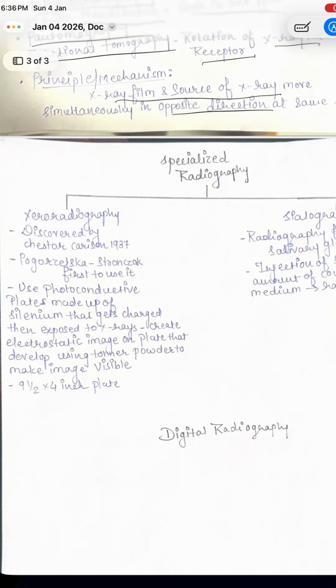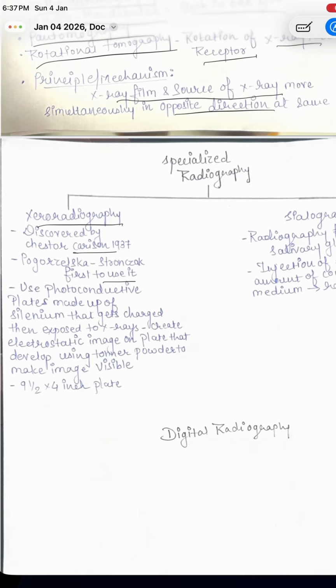In specialized radiographic techniques, xeroradiography uses photoconductive plates made up of selenium that get charged, then exposed to X-ray, creating an electrostatic image on the plate that is developed using toner powder to make the image visible. A 9.5 by 4 inch plate is used, and the second is sialography, so radiography for salivary glands.